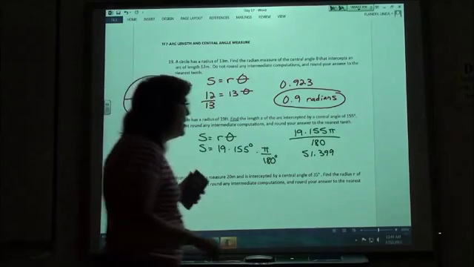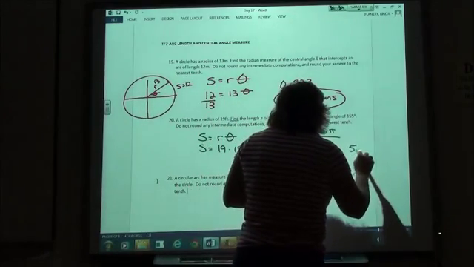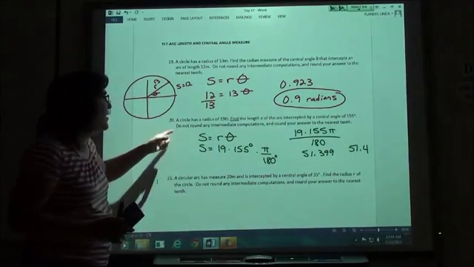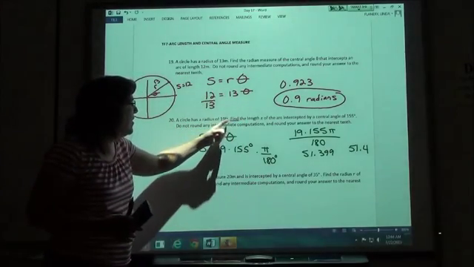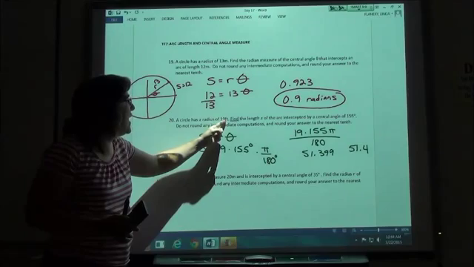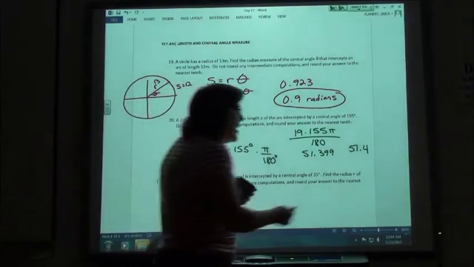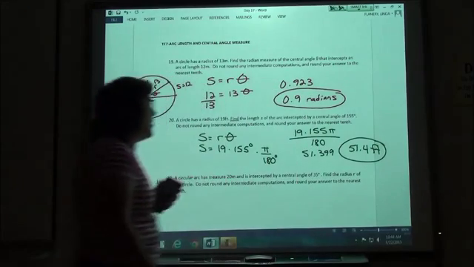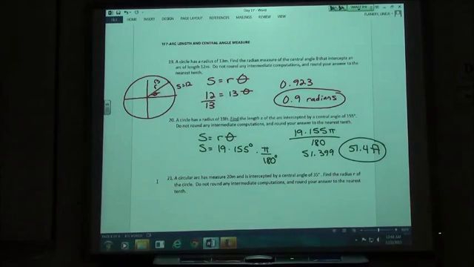I'm rounding to the nearest tenth, so 51.4, and I am finding the arc length, which is going to be in the same units as my radius, so that's going to be in feet. So 51.4 feet would be my answer.